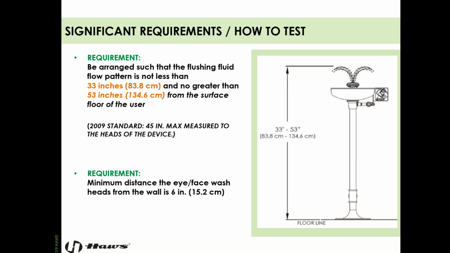So the old standard was just a 45-inch maximum height measured to the head of the device, but that wasn't doing us any good. We need to measure the top of the water flow pattern. That's what's important. We also have to make sure there's a minimum 6-inch distance from the heads of the device and any obstructions. And that's just going to make sure that we don't hit our head on something when we go to utilize the equipment.